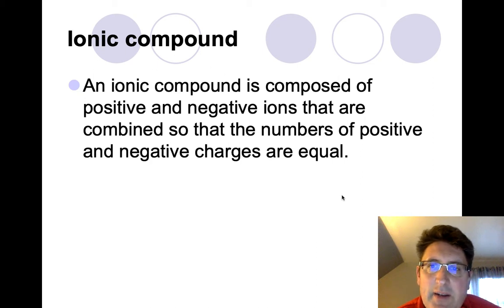An ionic compound is composed of positive and negative ions that are combined so that the numbers of positive and negative charges are equal. Basically what that means is if you have a positive 2 charge on an ion, you have to have a negative 2 charge on the anion. Whether that comes from two anions that have a negative 1 charge or one anion that has a negative 2 charge, it really doesn't matter as long as they're equal and opposite.